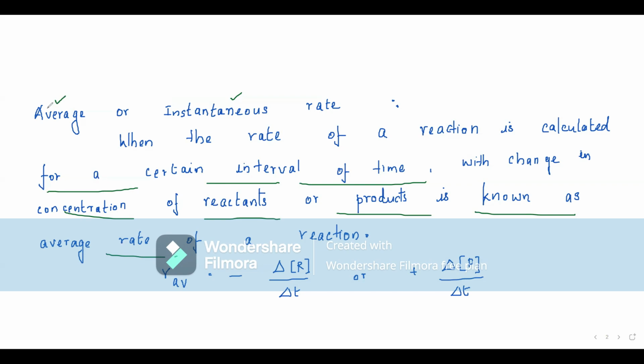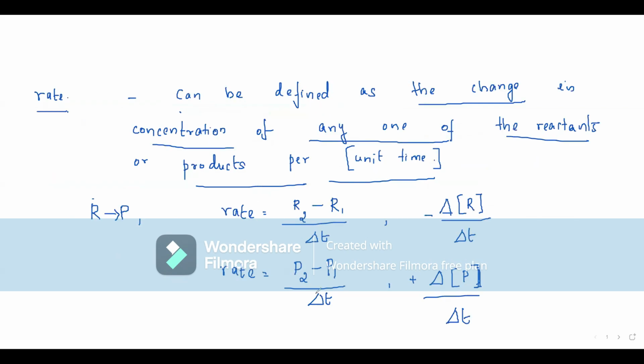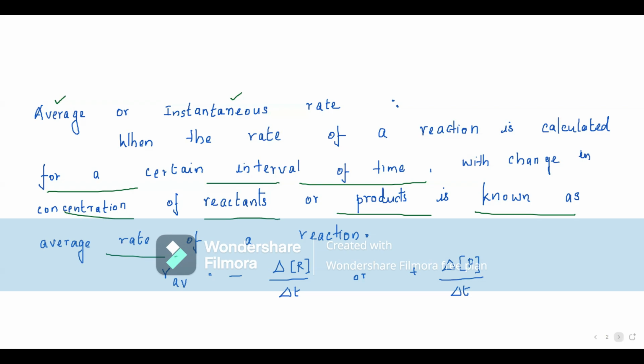All right. But average rate, this is the definition. Rate of reaction calculated for a certain interval of time with change in concentration of reactants or products is called average rate of a reaction. So whatever we have studied in the previous slide here, the delta R by delta T or delta P by delta T, that itself is average rate of a reaction.